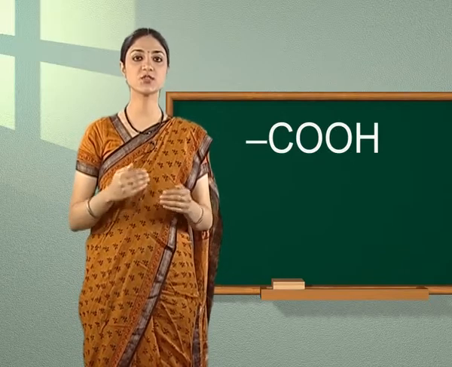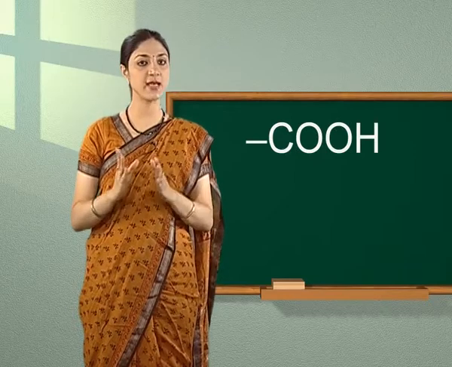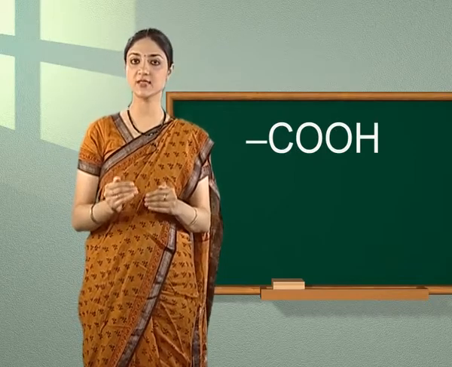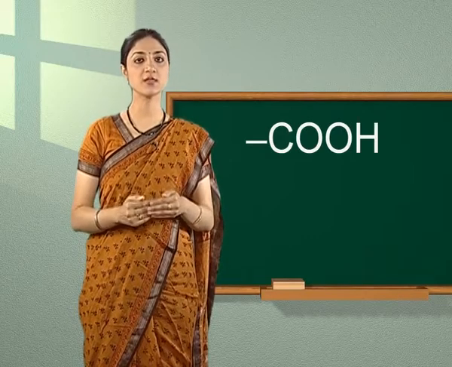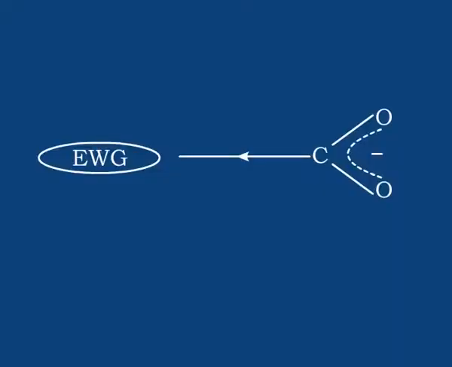Since acidity is due to the resonance stabilization of anion, substituents causing stabilization of anion increase acidity, whereas substituents causing destabilization of anion decrease acidity. For example, an electron withdrawing group disperses the negative charge of the carboxylate anion, that is, decreases the electron density of an anion and hence makes it more stable. The release of hydrogen ion becomes easy and increases the acidity of the corresponding acid.